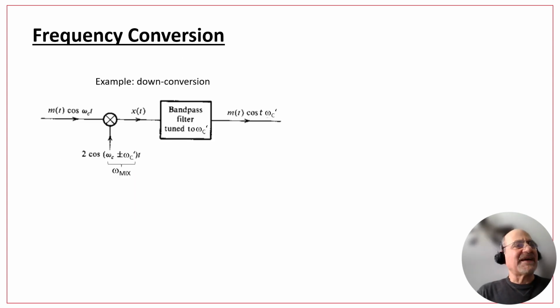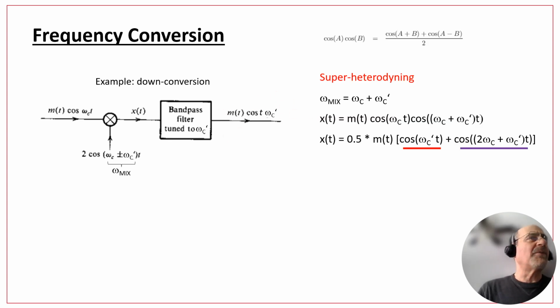So let's start with an example of down conversion. In this example, we start with a message that's modulated in DSB, as you can see here, at a frequency omega c, and we end up with a message that is also modulated in DSB, but at a frequency omega c prime, where omega c prime is lower than omega c. We're going to use a mixing frequency that is omega c plus or minus omega c prime, depending on whether we're using a super heterodyning or a sub-heterodyning strategy. But in both cases, the result is a DSB signal at the new frequency omega c prime.